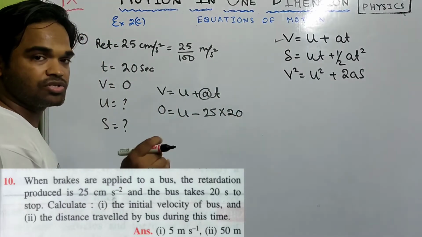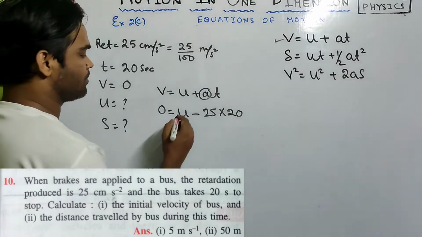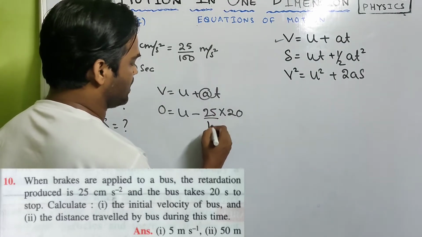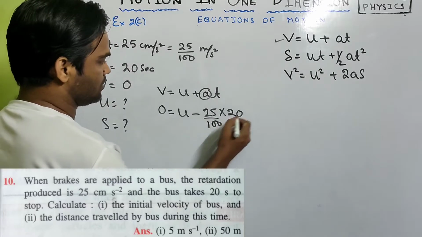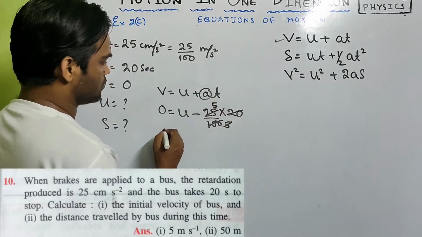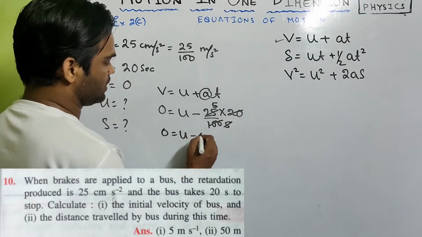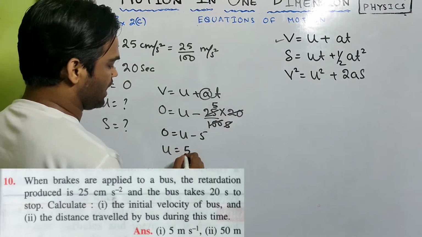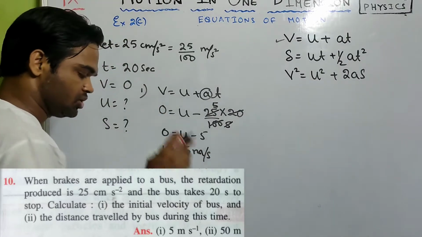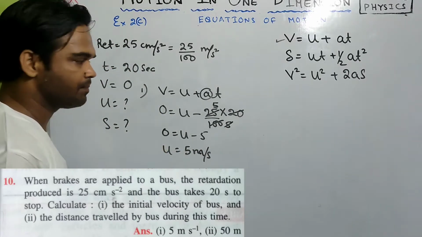Remember, acceleration is negative of retardation. So this is 25 by 100, so this becomes 1 times 5 times 5. So your 0 equals U minus 5. So U equals 5 meter per second. That's your initial velocity. Done.